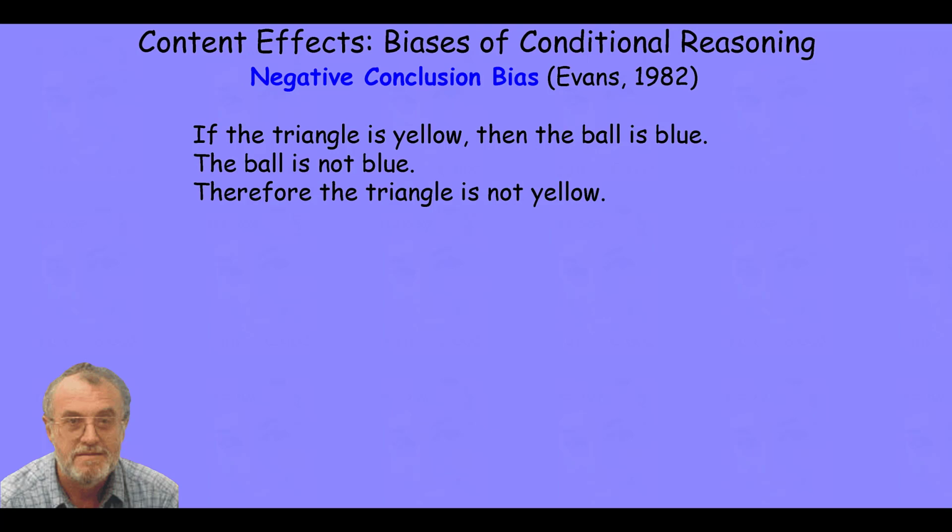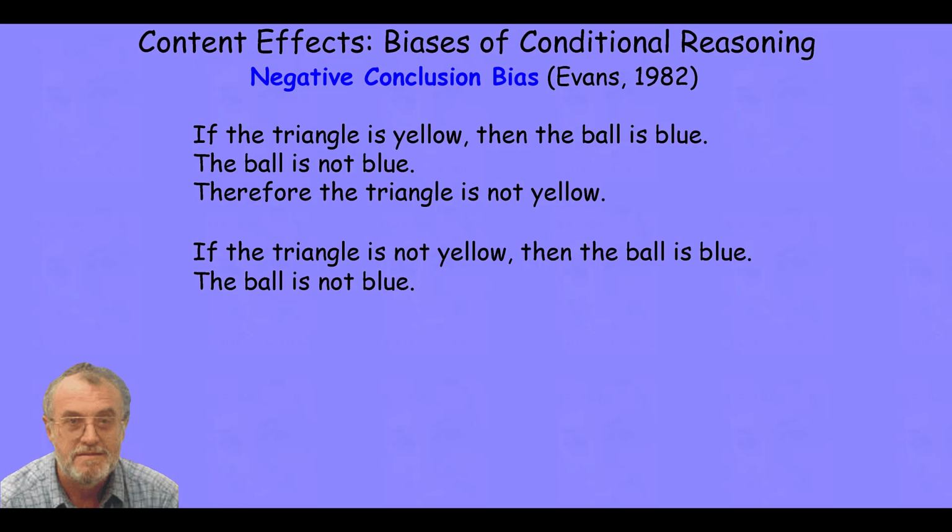Now look at a second argument. If the triangle is not yellow, then the ball is blue. The ball is not blue, therefore the triangle is yellow. So again, you can stop the video for a second, think about it, and decide whether or not you think this is a good argument.